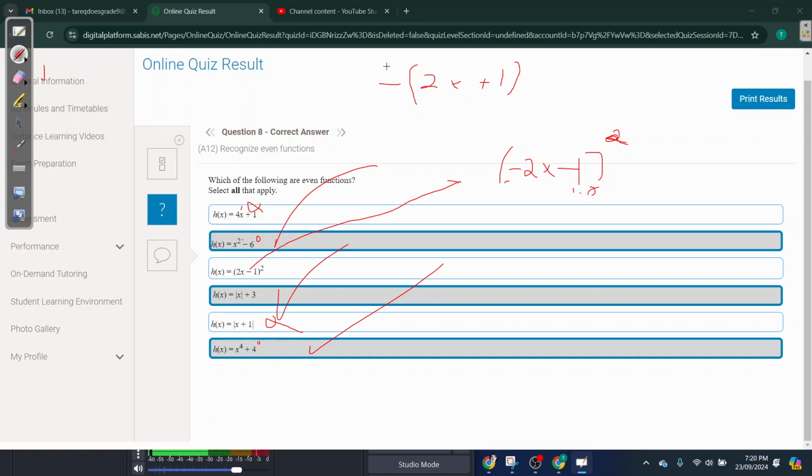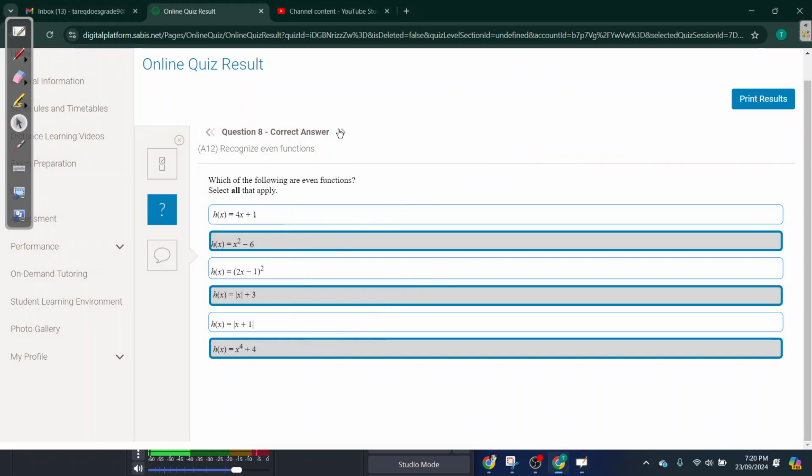Okay. As you can see here, our function is 2x minus 1 squared. So I forgot the square. Here it's negative 2x plus 1 squared. So it's not the same function. It's not an even function. Okay, 9.